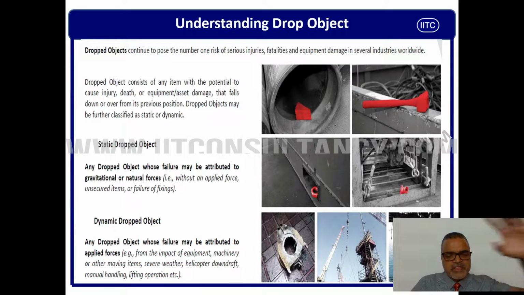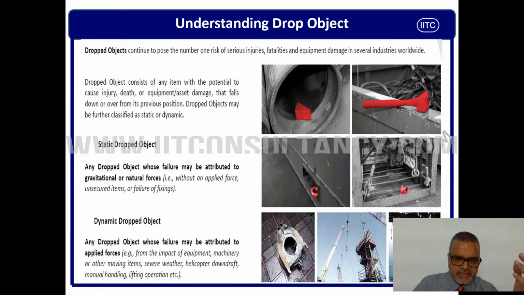So any unsecured material which is kept on a girder, on an elevated height, on the roof, on an elevated platform, or any unsecured item, or any fixing material like nuts, bolts and grids that falls to the ground by gravity is called a static drop object. So you can understand that static drop objects are those which fall to the ground by gravity or natural force. And now for the definition of dynamic force: in a static drop object there is no application of additional force.